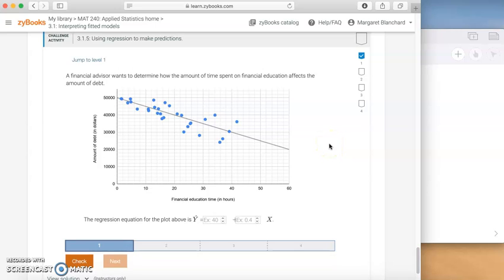Section 3.1, challenge activity 3.1.5, using regression to make equations. So this is how we apply all the information that we've been looking at. The end game of linear regression is then to use it to make predictions.